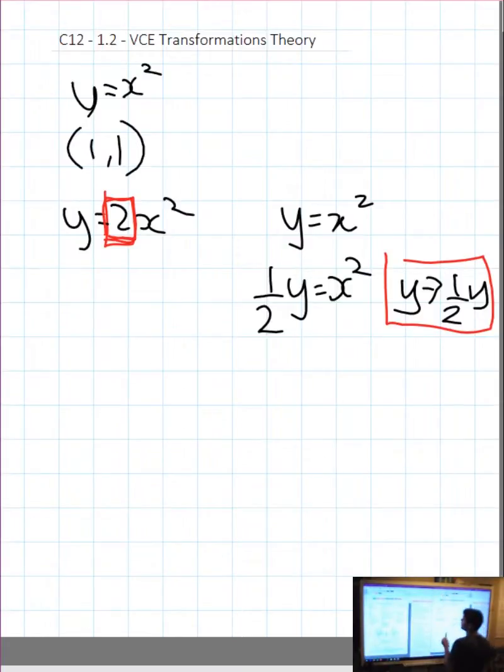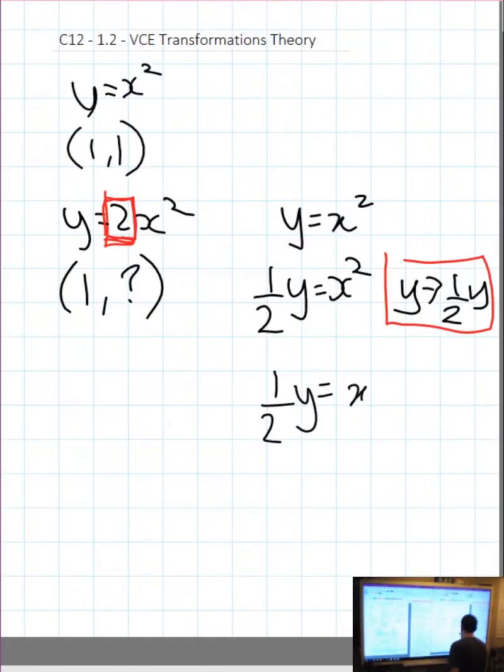So, again, we have the point 1, and we're wondering what the y value is. So, if y is now 1/2 y equals x squared, and I want to solve for the y value, the first thing I'm going to do is I'm going to times both sides by 2.